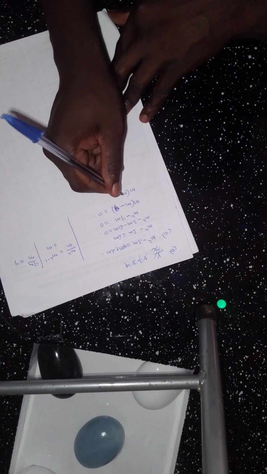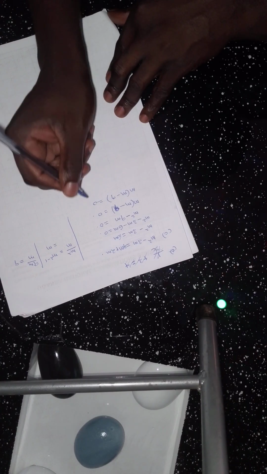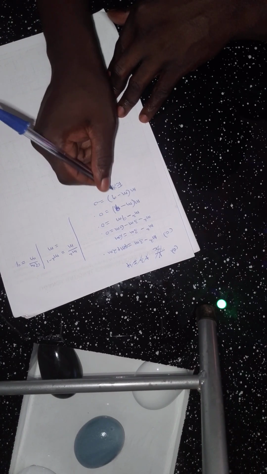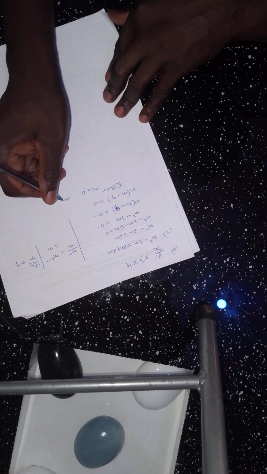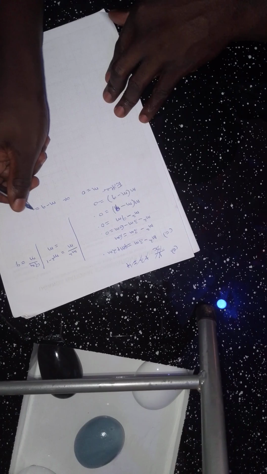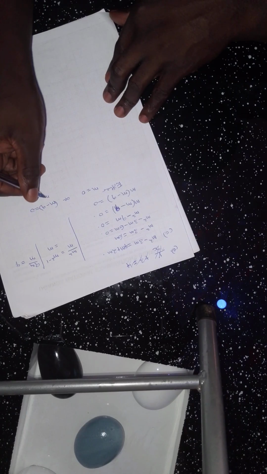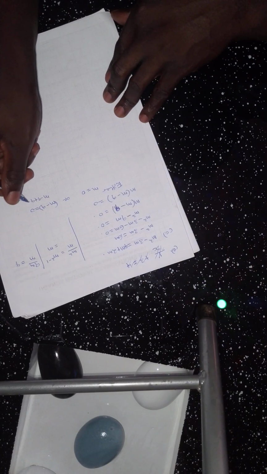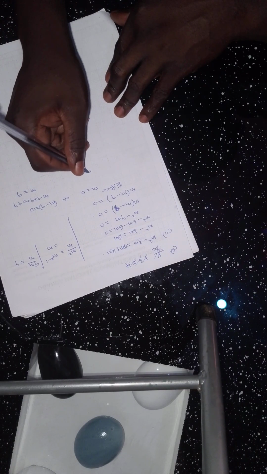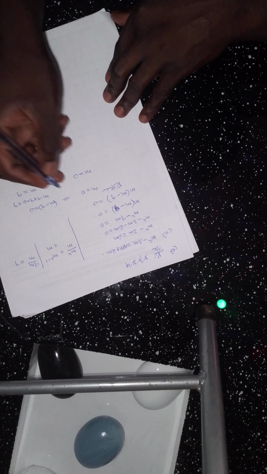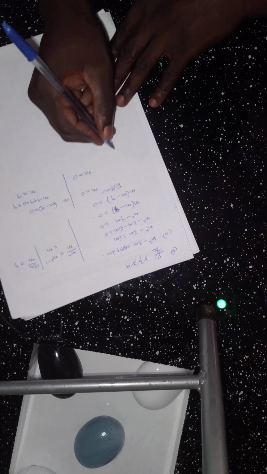So we have m into m minus 9 is equal to 0, which means either m is equal to 0 or m minus 9 is equal to 0. And our m minus 9 plus 9 would be 0 plus 9. So our m is going to be 9. So either m is 0 or m is 9.